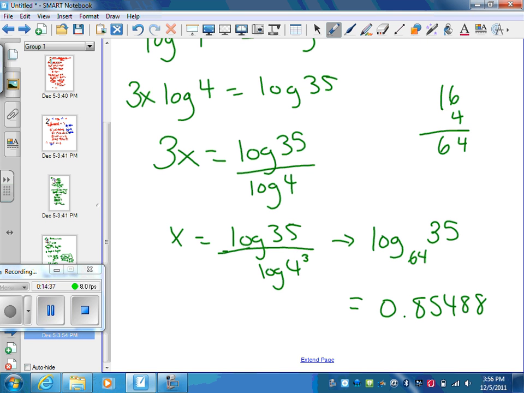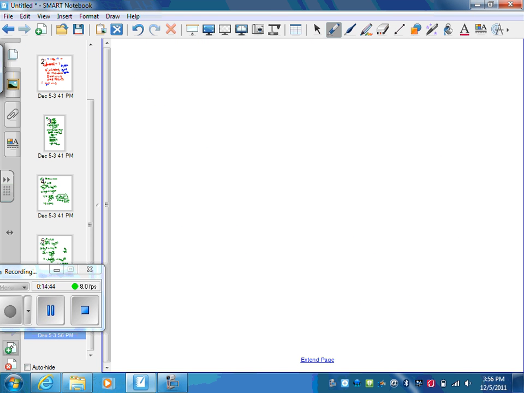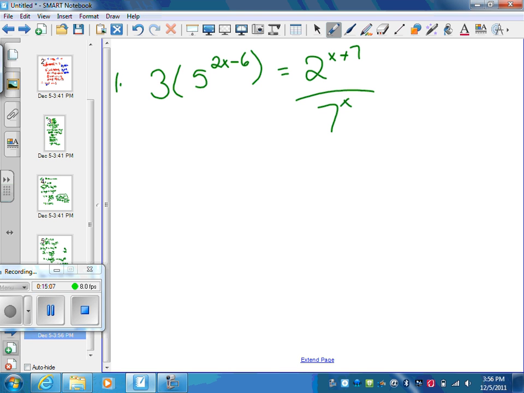Okay. Last example for you guys. There we go. 3 times 5 to the 2x minus 6 is equal to 2x plus 7 over 7 to the power of x. First thing we're going to do is take the log of both sides. So it's like just putting a log here and a big log here.